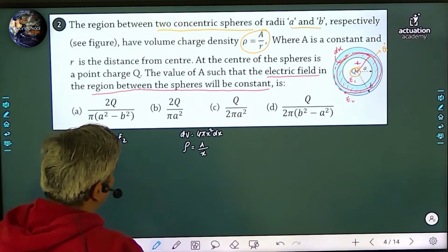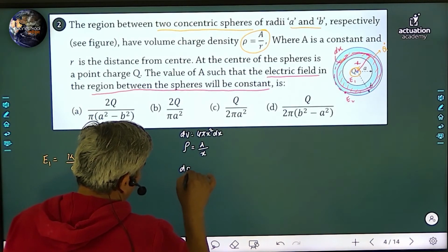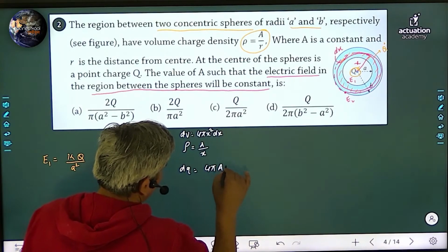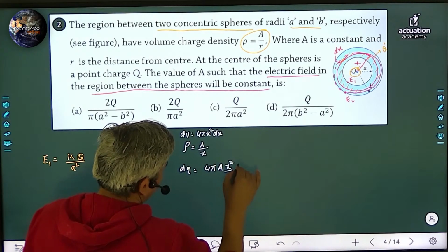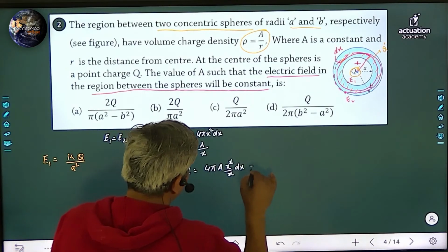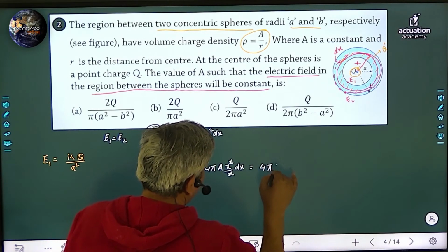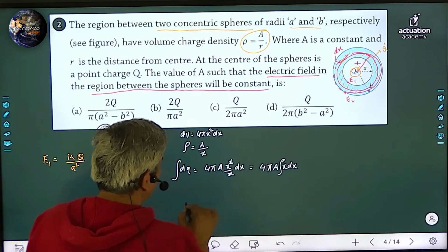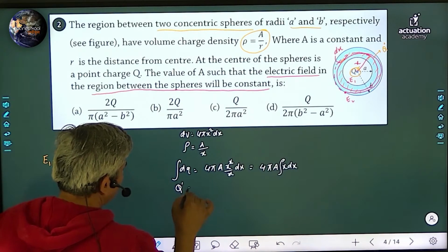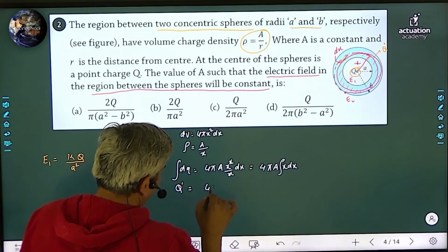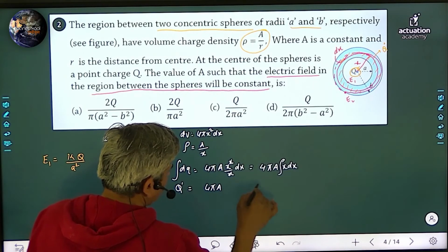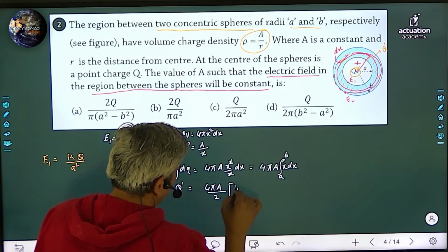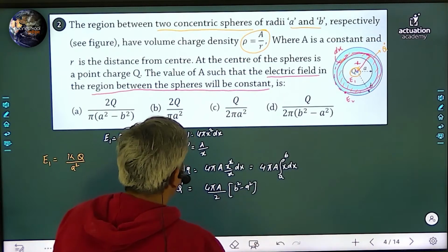And now we will write the charge dq here. dq will be 4 pi a x square over x dx. Simply cancel out. This will give us 4 pi a x dx. And let me integrate it so that we'll get the total charge q dash. This will get 4 pi a square by 2 from a to b. So this will give b square minus a square.